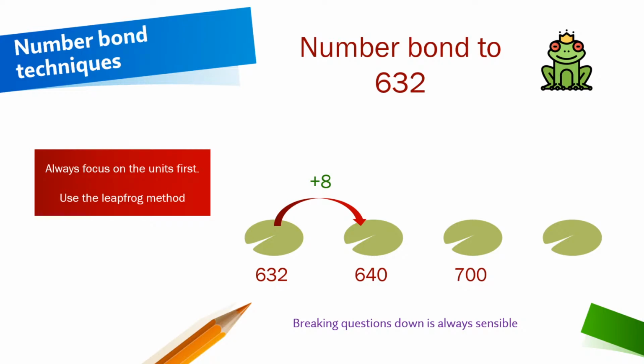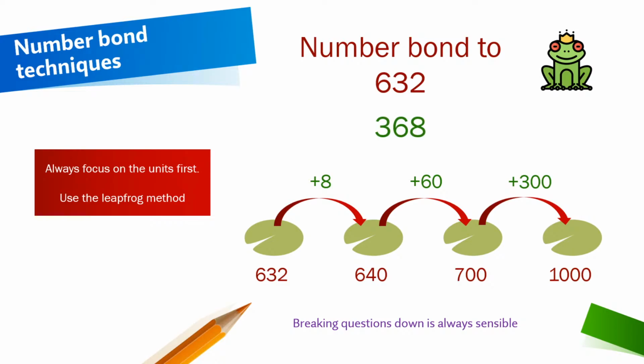Next, we want to get from 640 up to 700. So we're not going all the way to 1,000 yet. We're just going to go up to 700. So that's going to be another 60. So all I've done is lily pad jumped. I've done my frog jumps from 632 to 640 and then from 640 to 700. Finally, I then do my frog jump from 700 to 1,000, which is plus 300. And then if you look at the 3 numbers in the green, you will see that it's 368. So we've got how to jump from 632 up to 1,000.